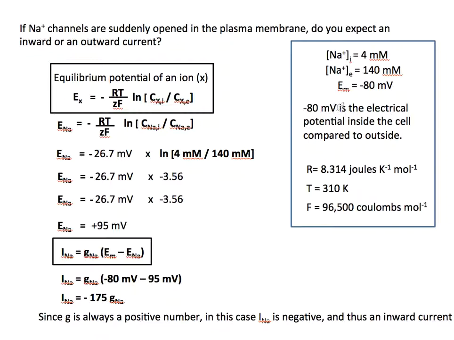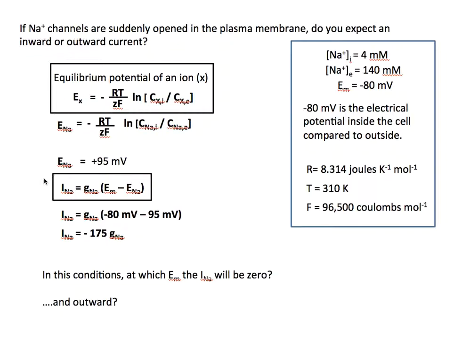But what are you at right now? You're negative 80. So we want to be at plus 95, but you're at negative 80, then bam, you're going to have a huge influx when the channel is open. And this is how your muscles and your nerves communicate, which is really cool.